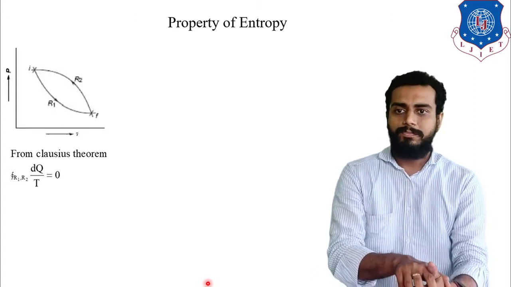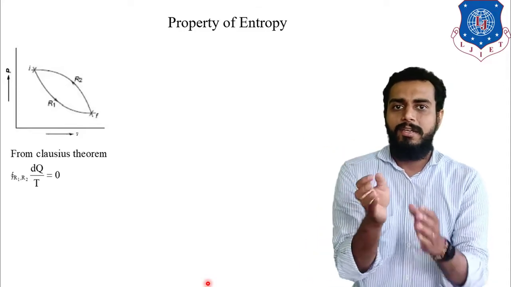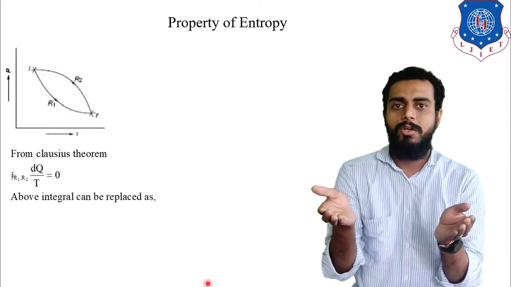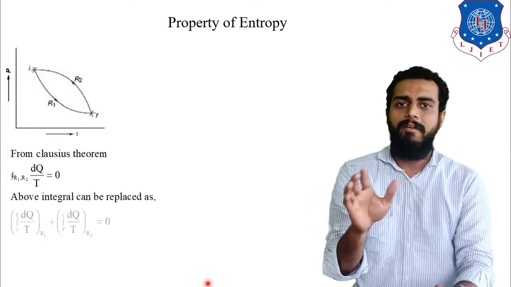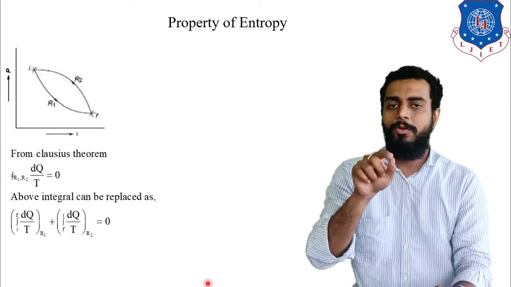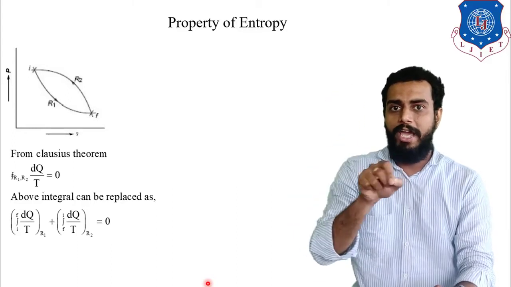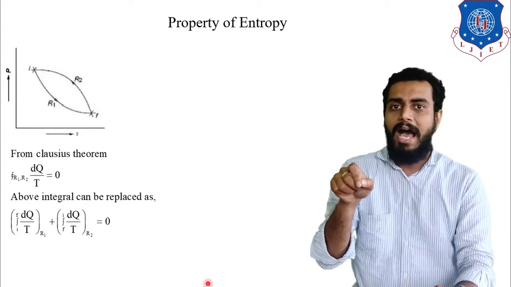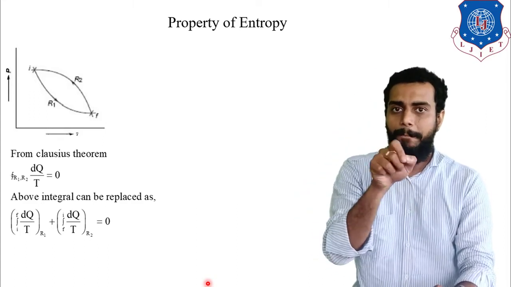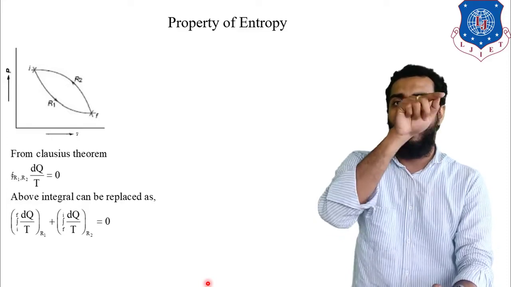So here the above integral can also be replaced. You can do the segmentation of this equation. For that, what will I do? Simple. I will write R1 separately and R2 separately. So let us do that. You know that following the R1 path, you can go from I to F. So the integration from I to F of dq by T for the R1 path, plus, following the R2 path, you can go from F to I.